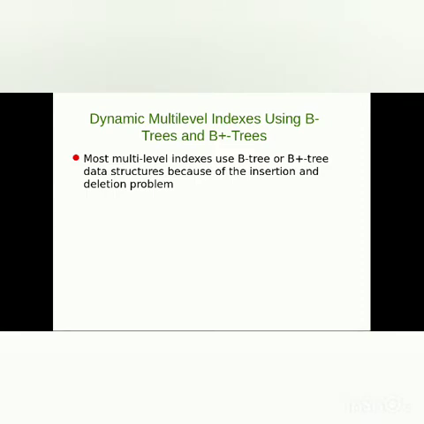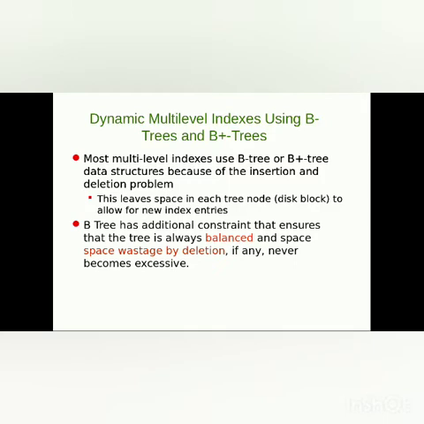Most multi-level indexes use a B tree or B plus tree data structure because of the insertion and deletion problem of a multi-level index. This leaves space in each tree node to allow for new index entries, because in the case of a multi-level index, the issue is a fixed structure. Now you can add any number of nodes, or it can be dynamically increased. A B tree has an additional constraint that ensures the tree is always balanced. Therefore, a dynamic multi-level tree, a B tree or B plus tree, solves both problems.